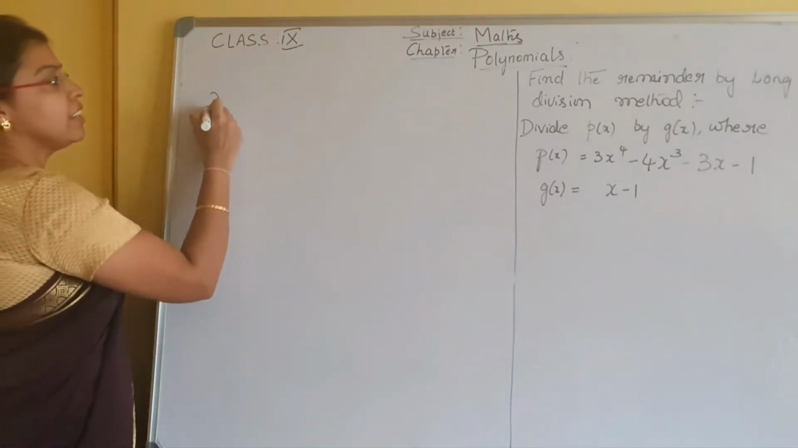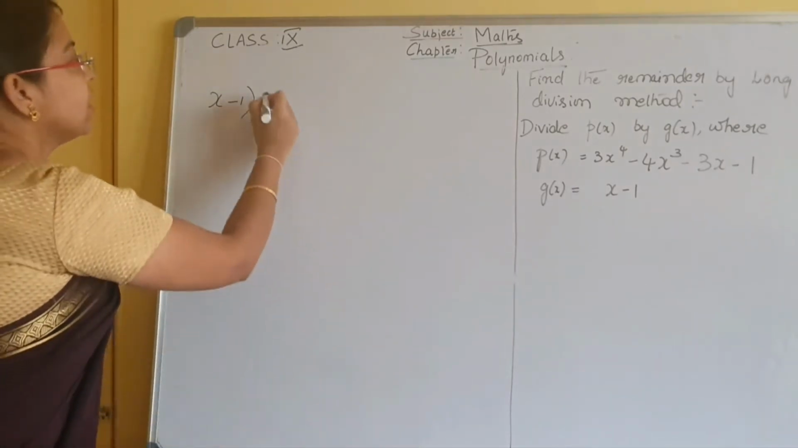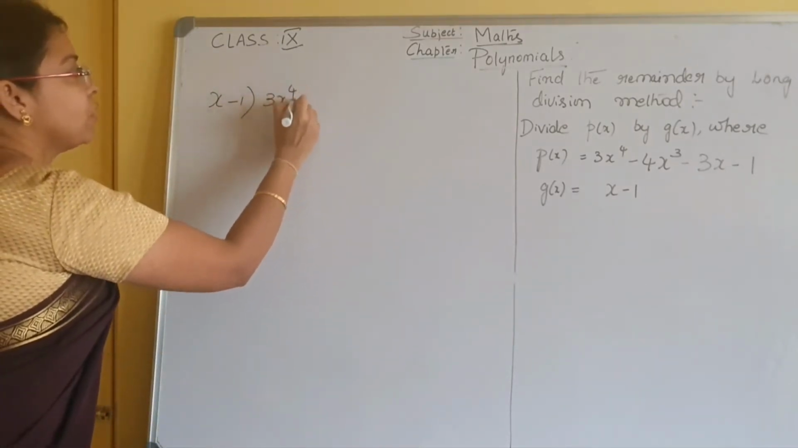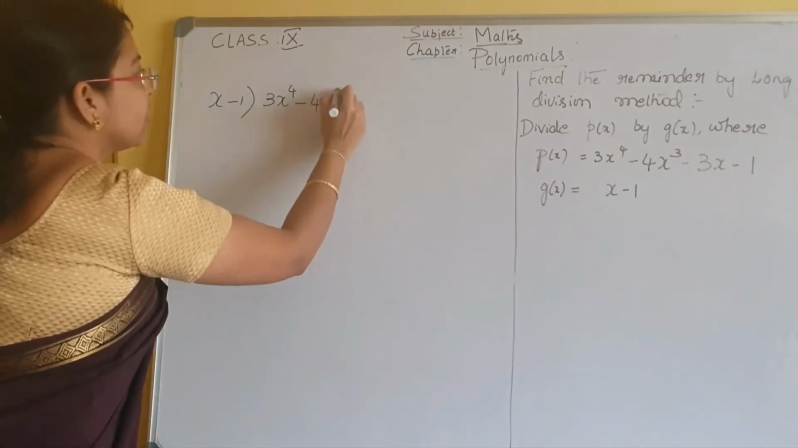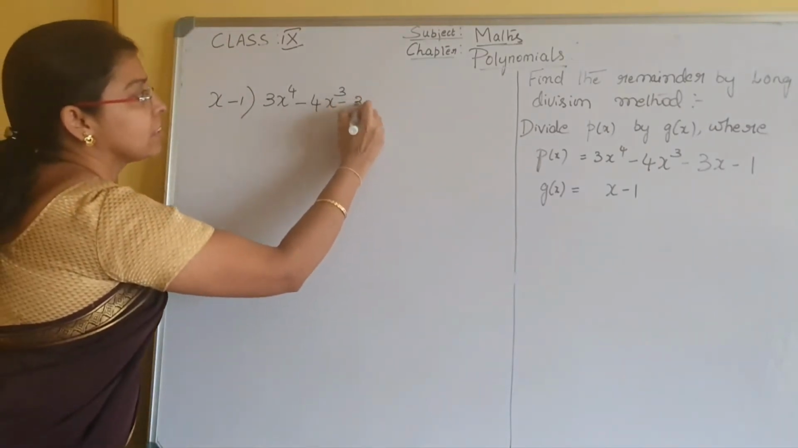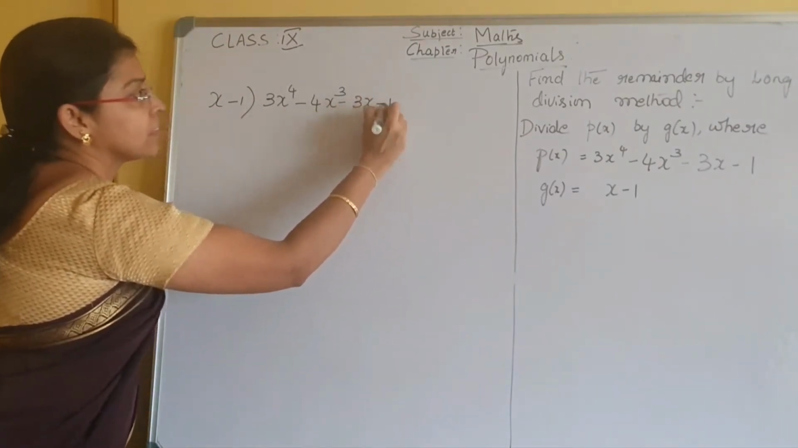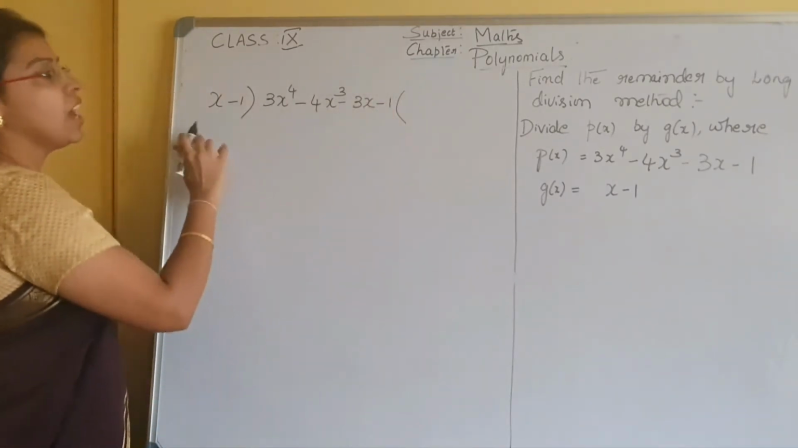So we will write the divisor here, x minus 1, and then 3x to the power of 4 minus 4x cube minus 3x minus 1. Okay, how do we divide?